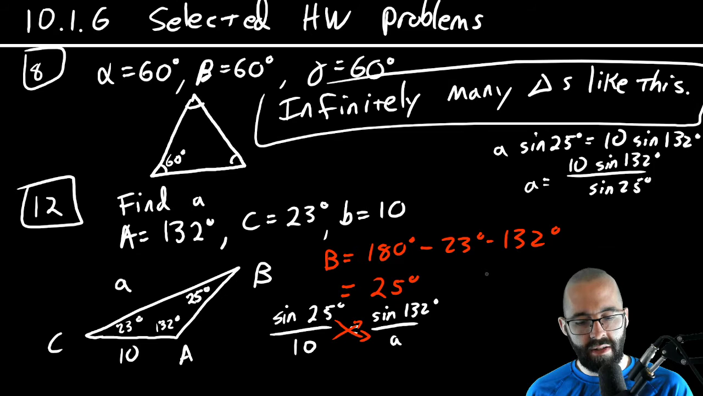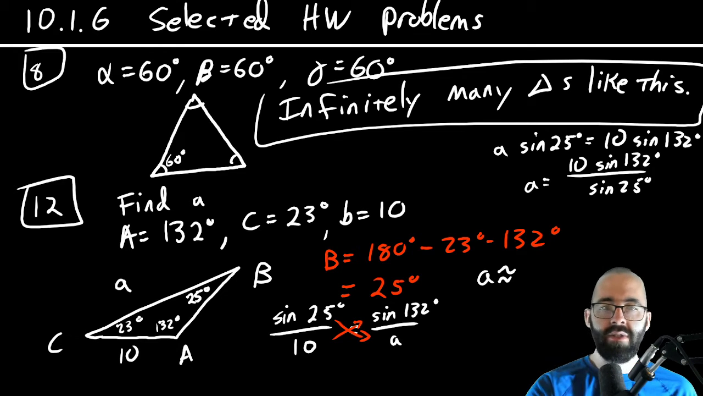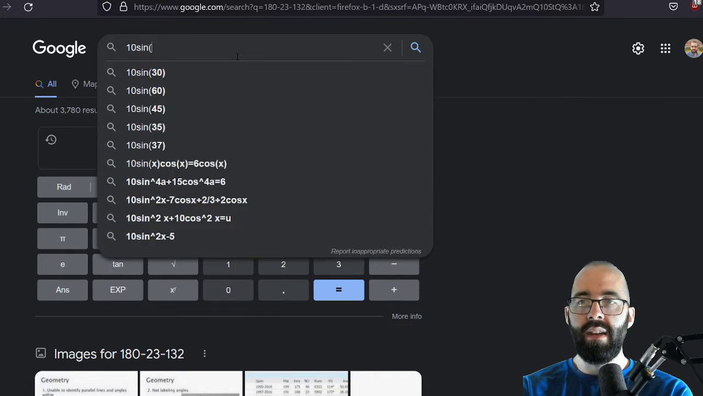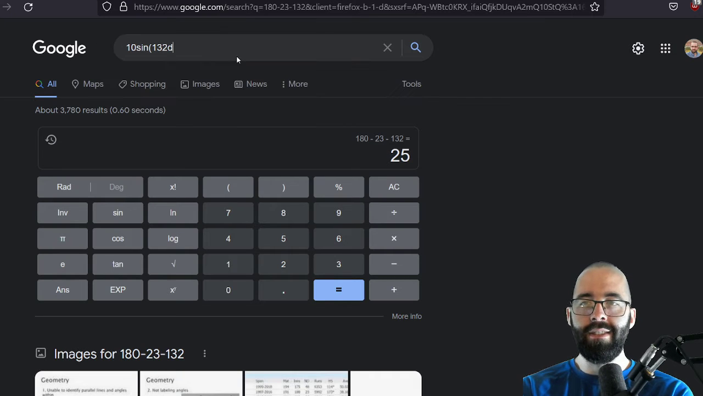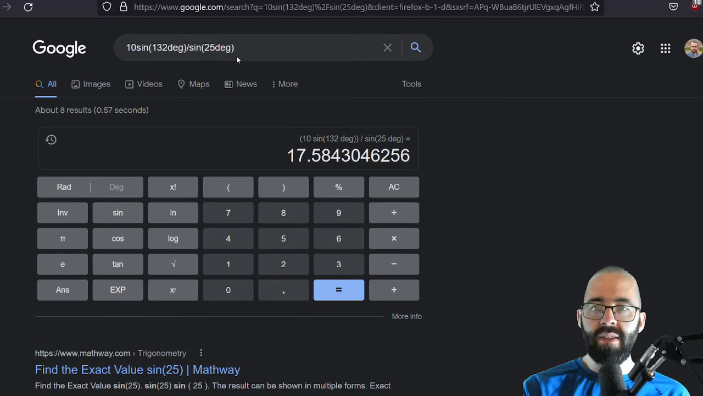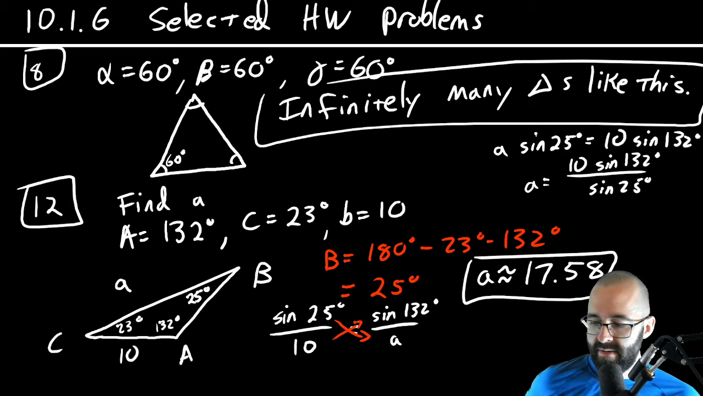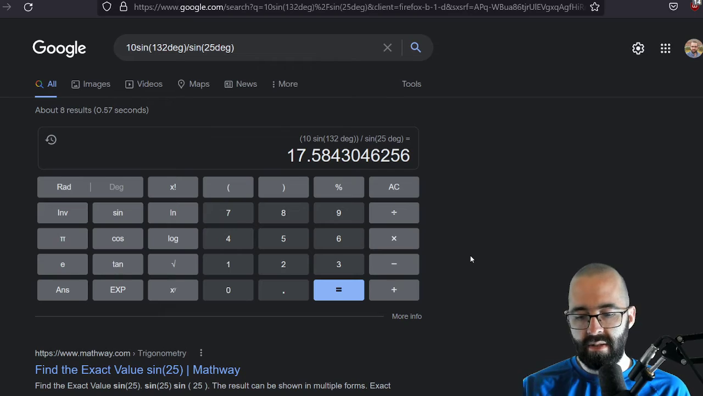And now we can type this into our calculator and get an approximation for A. It wanted the nearest hundredth, so let's type it in. 10 times the sine of 132 degrees, divided by the sine of 25 degrees. That's going to give us about 17.58. Make sure we're rounding as was instructed, and we're good to go.